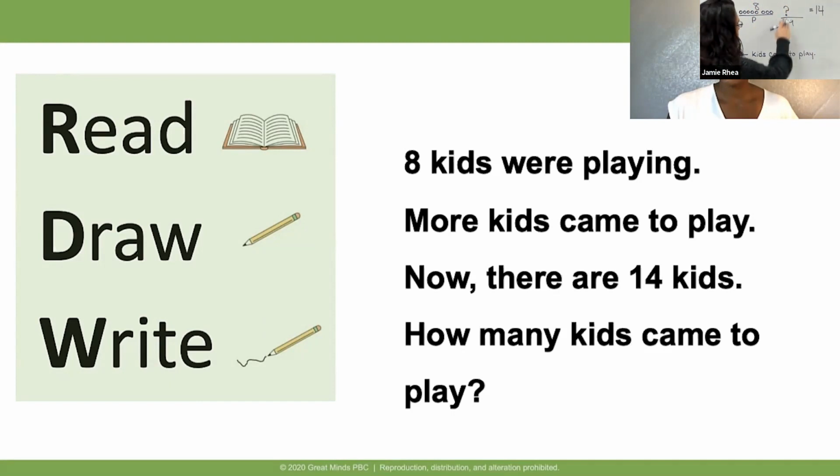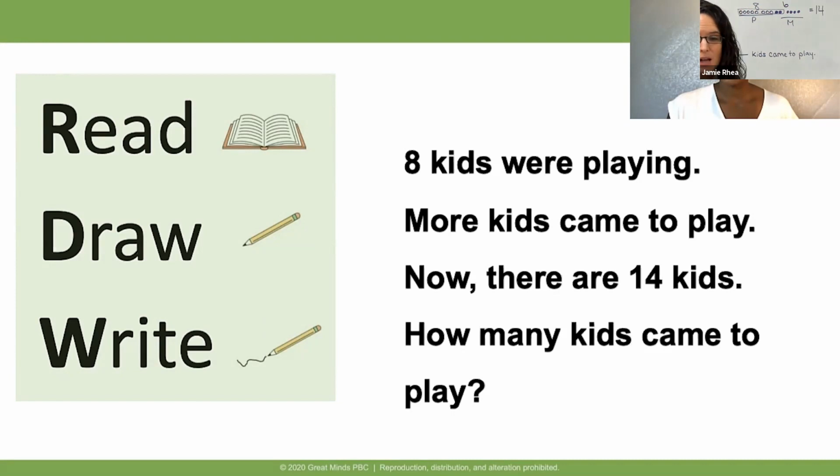So let's do 1, 2. Now that's my 10. And then 1, 2, 3, 4. Okay, now it shows me I have 10, 11, 12, 13, 14. I have a total of 14. Now, how many more kids came to play? Let's count them. 4, 5, 6. 6 more kids came to play.